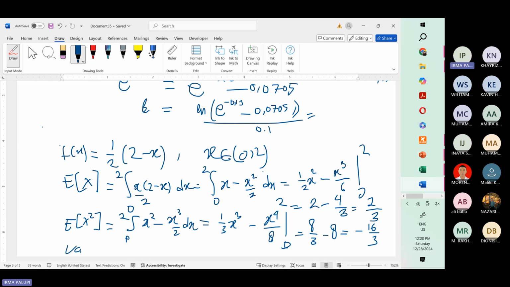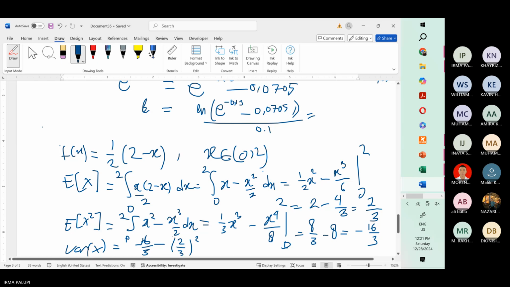So that the variance of x equals to minus 16 over 3 times square of this, weird. Easy. Karena ekspektasi X square-nya itu nggak menghasilkan negatif. Kalau ini negatif, variansi juga negatif kan? I think this is not a good problem.